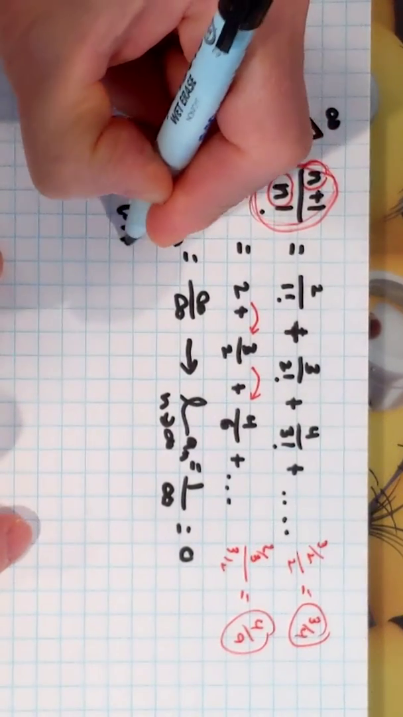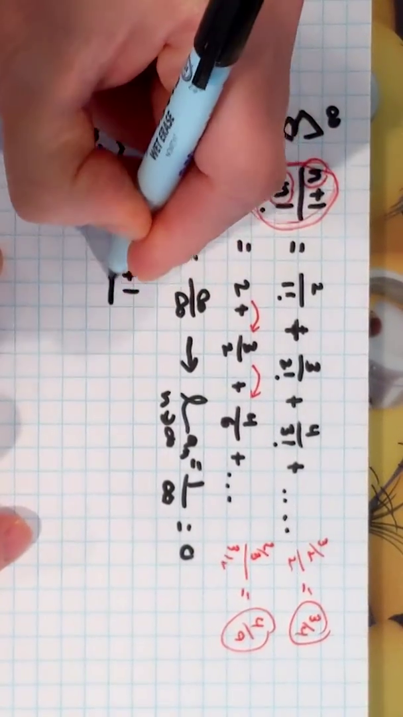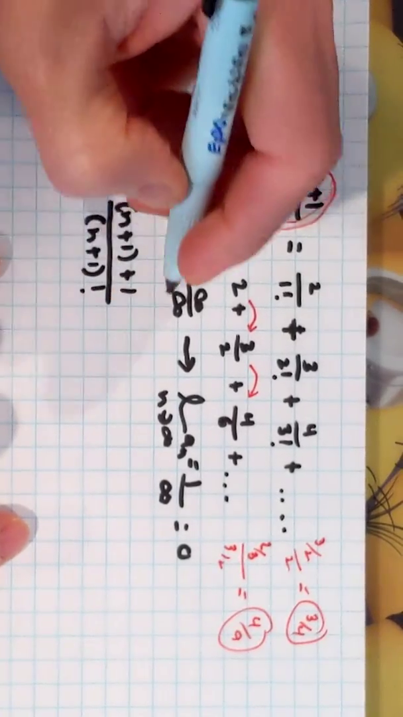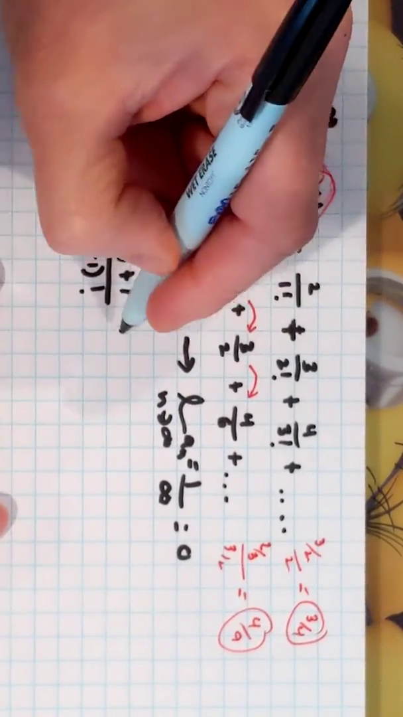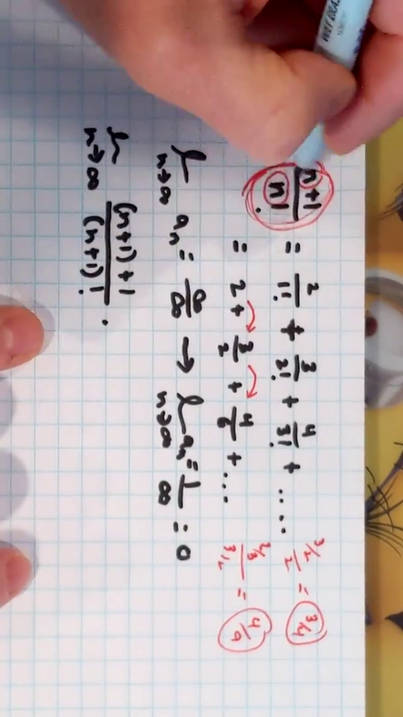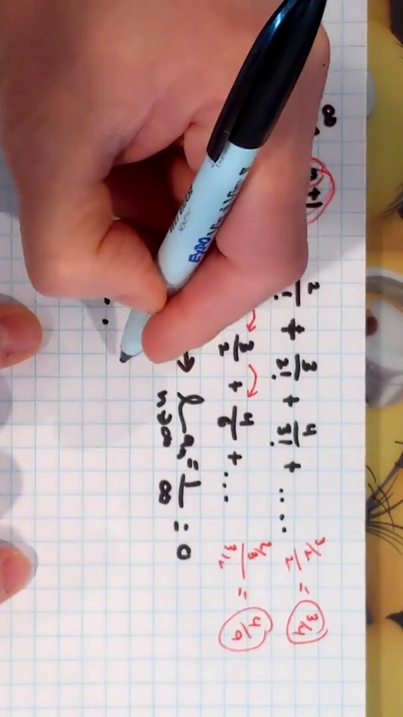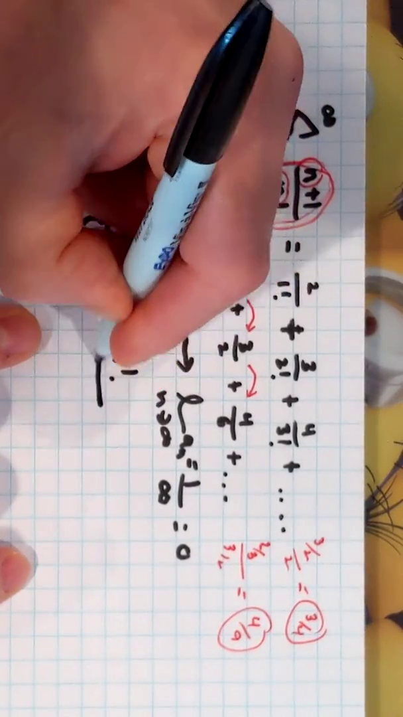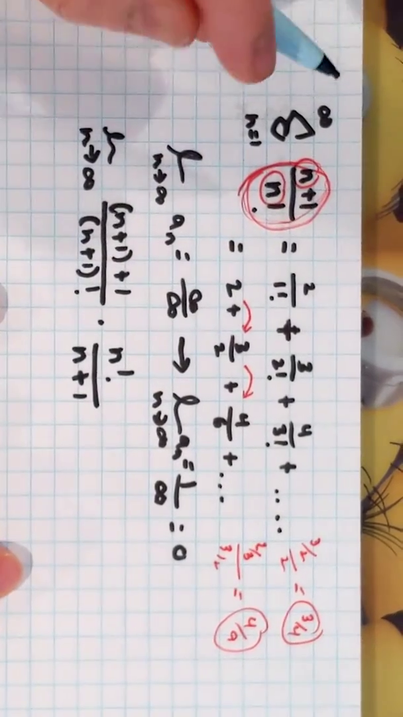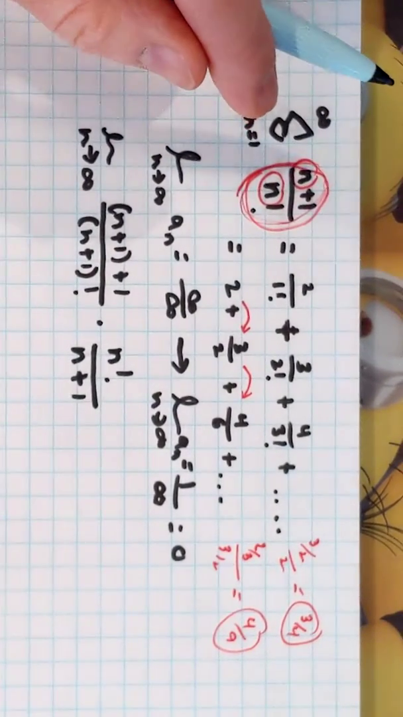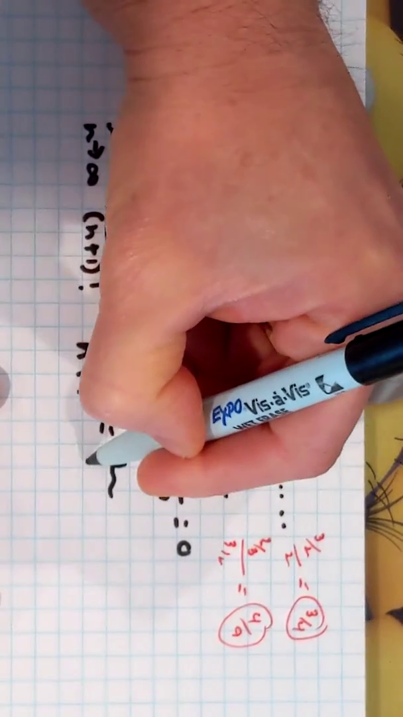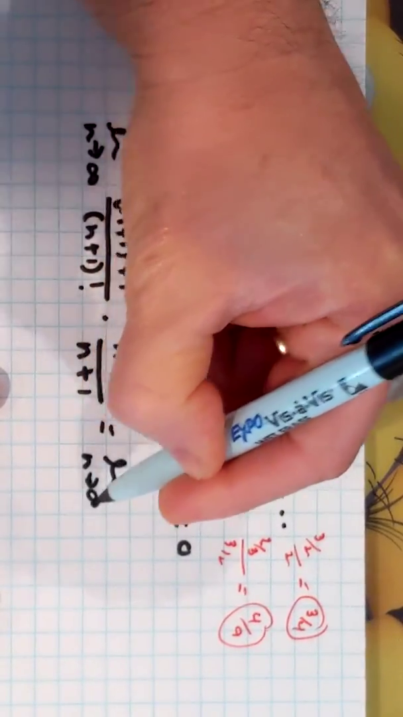So (n plus 1) over (n plus 1) factorial. Now I'm going to divide by the a sub n term. But instead of dividing by this fraction, I'm going to multiply by the reciprocal, which is n factorial over n plus 1. I just reciprocated it.